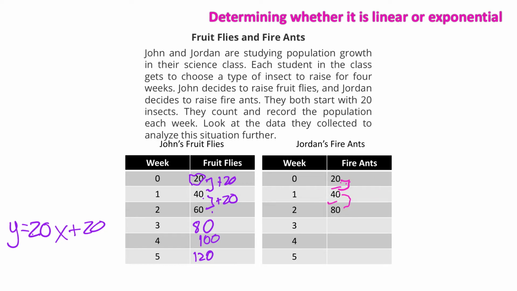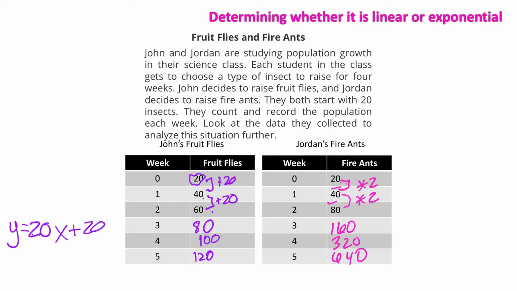So I'm going to rewrite this as times 2 times 2. So then 80 times 2 is 160. 160 times 2 is 320. And 320 times 2 is 640.